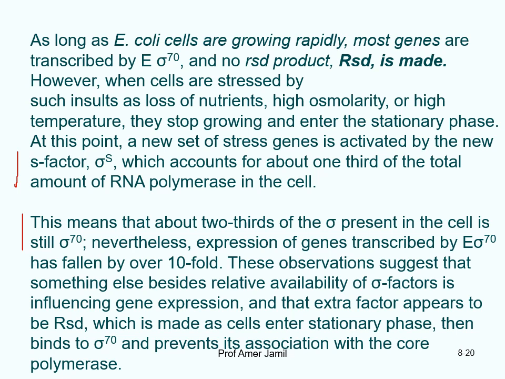So I just summarize it once again: when cells are growing rapidly, sigma 70 is the main factor for transcription. Under stress conditions, sigma S is there, but sigma 70 is still being expressed. But the expression of the genes has fallen by over 10-fold. So what is responsible for that? Different experiments show that it actually is the RSD factor, and this RSD factor binds to sigma 70 and prevents its association with the core polymerase, thus acting as the anti-sigma factor.